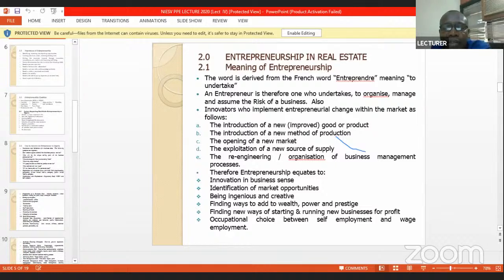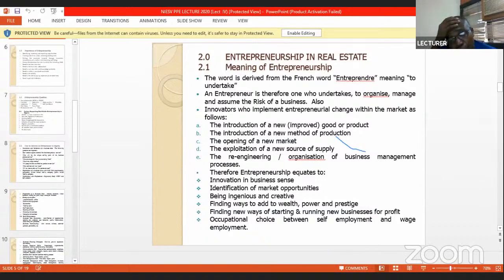If we want to summarize, we can say an entrepreneur therefore equates to the following. Number one, innovation in business sense. Identification of new market opportunities. Entrepreneur can also mean being ingenious and creative.